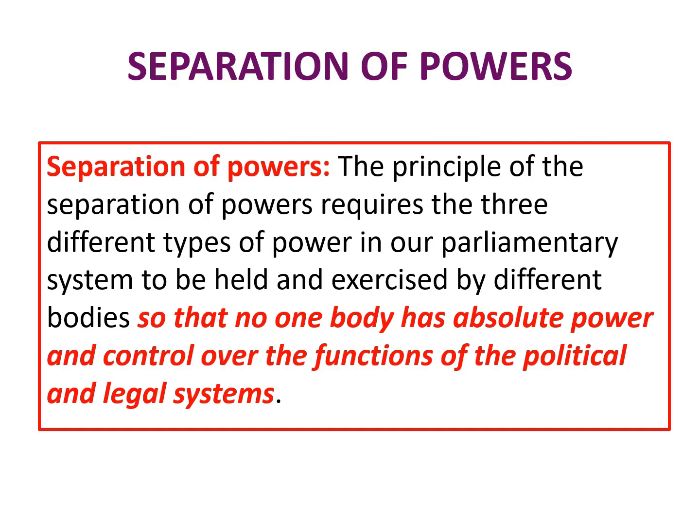In the next slide, we'll look at what these 3 different types of powers are and the bodies that exercise these 3 different types of powers. But the important point for the moment is that because of the principle of the separation of powers, no one body has absolute power and control over both the political system, that is Parliament and government, and the legal system, that is the courts.